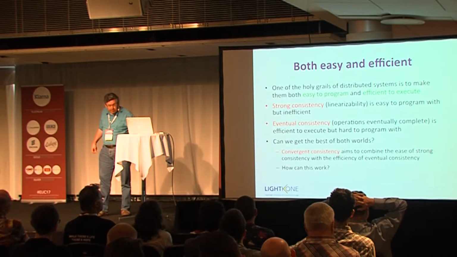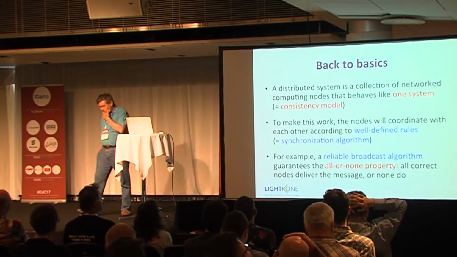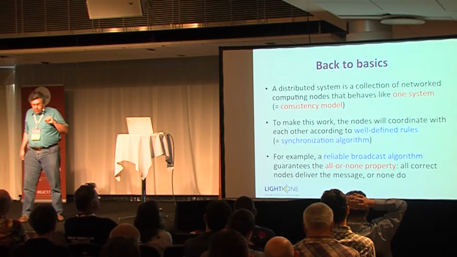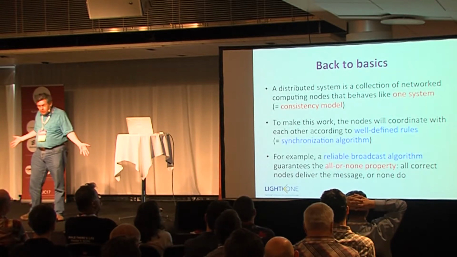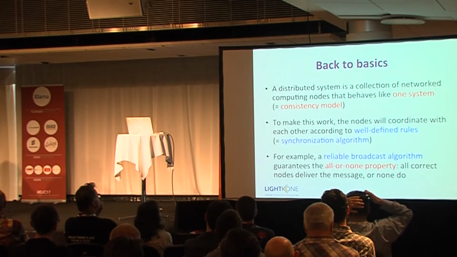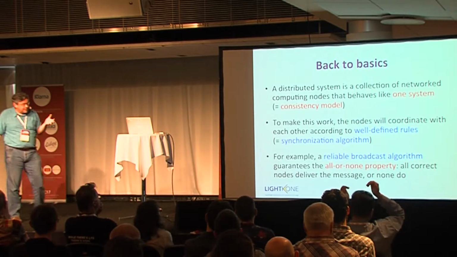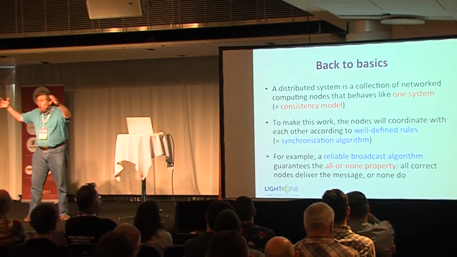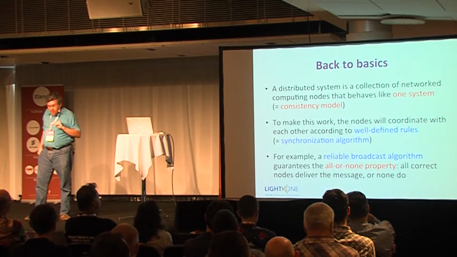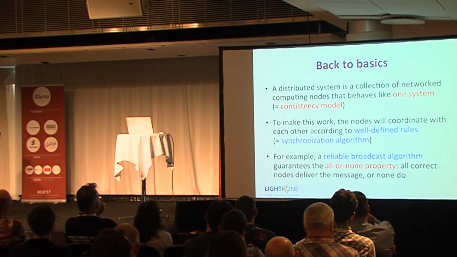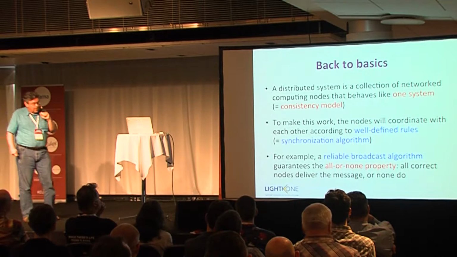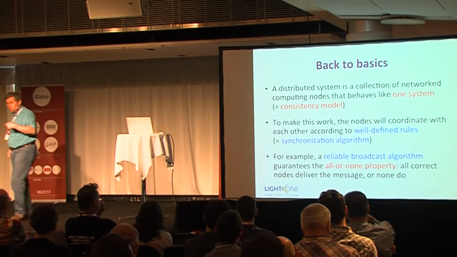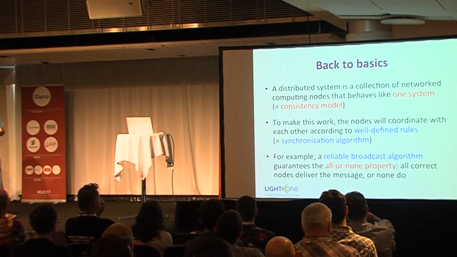And I'm going to explain a little bit the thinking that is behind that. So let me start back to basics on distributed systems. A distributed system is a collection of network nodes that in some sense behaves like it's one system. And what that means is there's something called a consistency model that gives the properties of the whole system, okay, in red here. And in order to make this work, we need some kind of an algorithm. The nodes have to coordinate with each other according to some rules that are well defined. And this is called the synchronization algorithm. So we need a synchronization algorithm to get a consistency model.